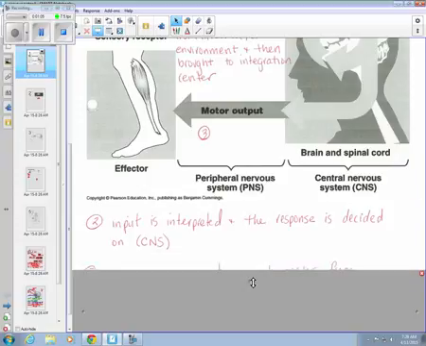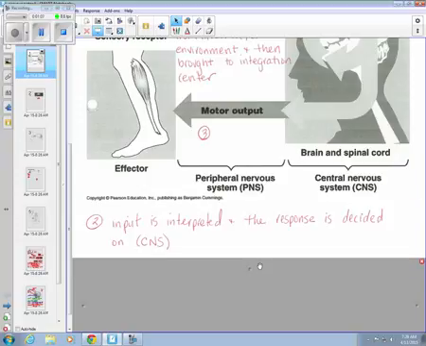There, in the integration center, this is where the input is interpreted and the response is decided. What is the action going to be? And I put CNS there. That stands for central nervous system. That's what your central nervous system does, the brain and the spinal cord. It decides what the response should be.